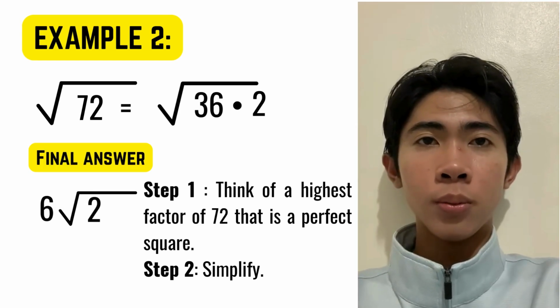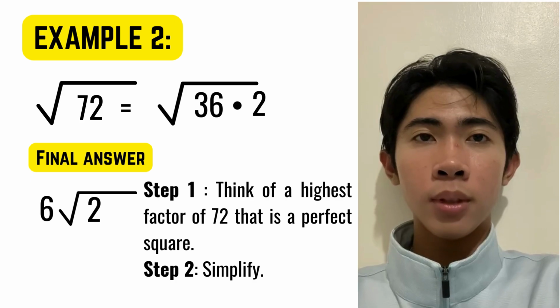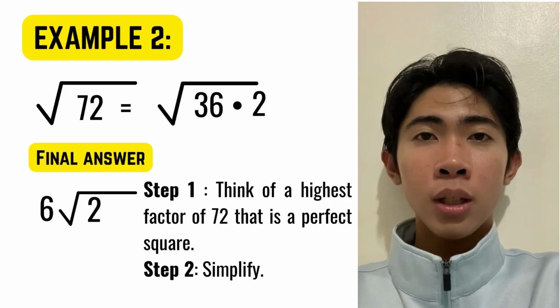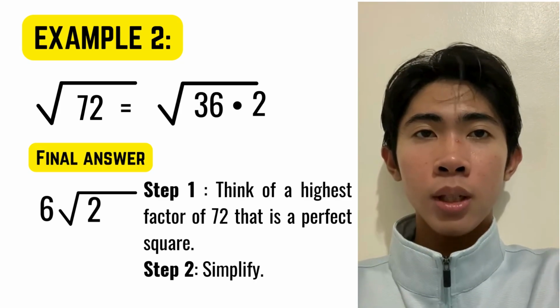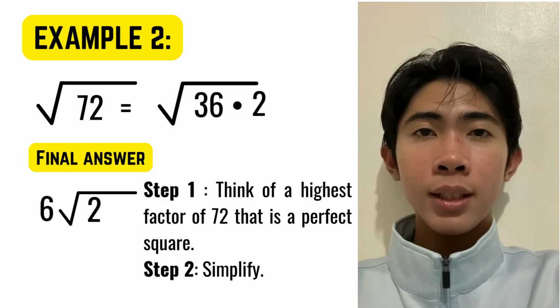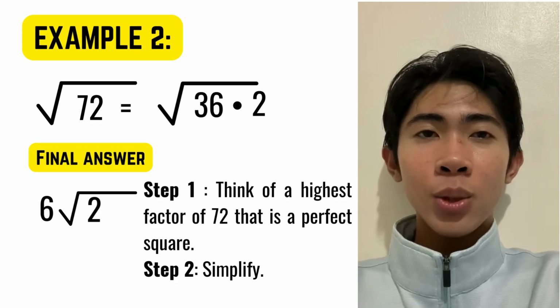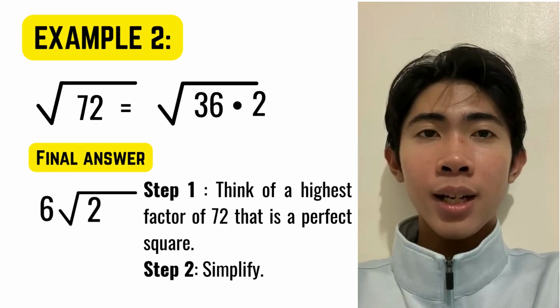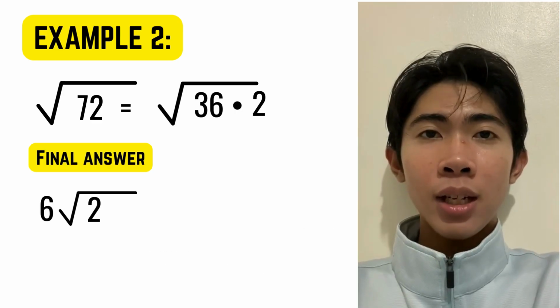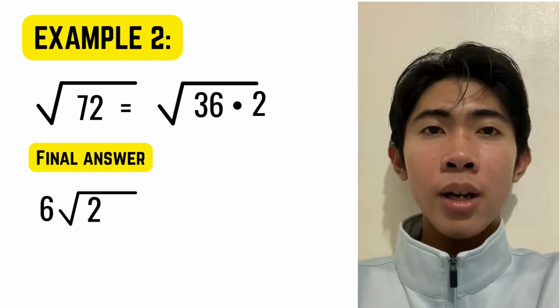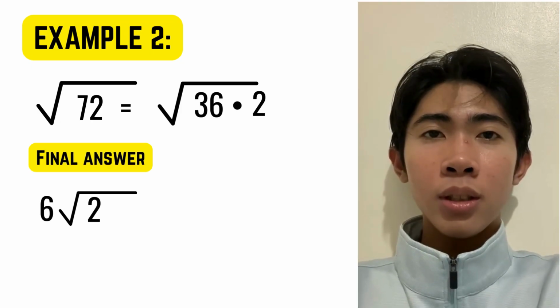Example number 2. Square root of 72. Step 1. Think of the highest factor of 72 that is a perfect square, and that is 36 and 2. Step 2. Simplify. The square root of 36 is 6. However, 2 is not a perfect square, so we put it inside the radical sign and 6 outside since 36 is a perfect square. So, the final answer is 6 square root of 2.